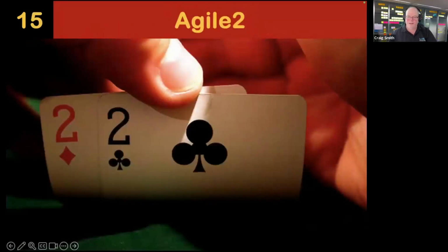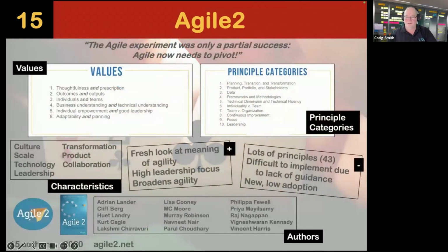Well, there was then this idea that Agile wasn't enough, so we could make Agile 2. This came out in 2020. 15 different authors came up with 6 values and then 43 principles. I don't know why they came up with 43. 42 would have been a much better number for those who know about life, the universe, and everything. So I think they missed a trick in that. But 43 principles, which is kind of a lot of principles, to be honest with you.